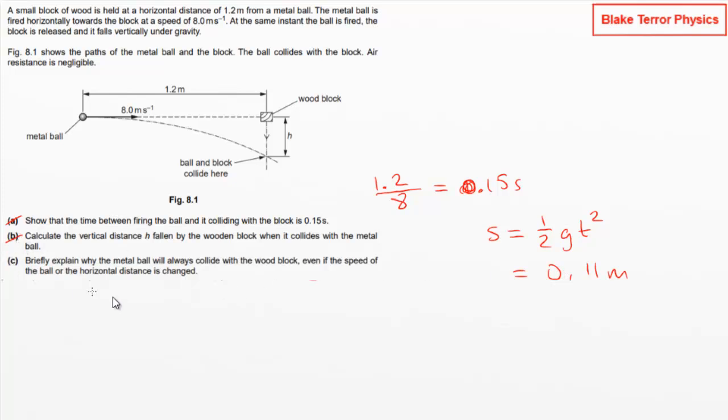Explain briefly why the metal ball will always collide with the wooden block, even if the speed of the ball or the horizontal distance is changed. Right, so I suppose we need to put in two things here. They both have the same vertical acceleration, and they both have the same initial vertical velocity, which equals 0. So if we've got those the same, they're always going to hit each other at the same point.